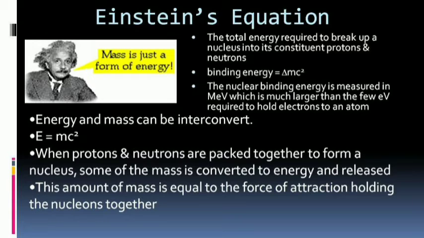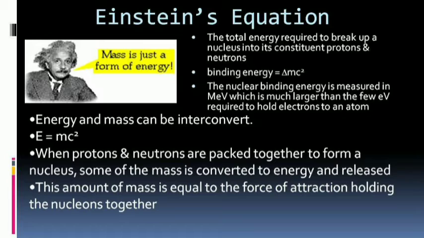The nuclear binding energy is measured in mega electron volts, which is much larger than the few electron volts required to hold electrons to an atom. Hence we can say the binding energy is responsible for stabilizing the nucleus. So basically, when protons and neutrons are making attractive and repulsive forces, nuclear stability is the main focus to understand.